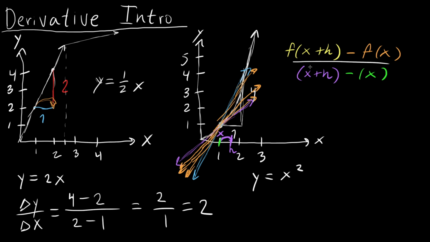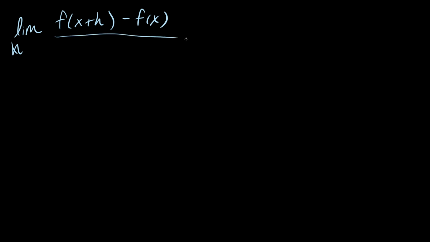Okay, so what tool can we use to do that? The tool that we could use is the limit. So if we take the limit of this entire function, I need more space. Let me go down. Yeah, so let's take the limit of this entire function. So the limit as h, we'll talk about what h has to go to later. So f of x plus h minus f of x over x plus h minus x.